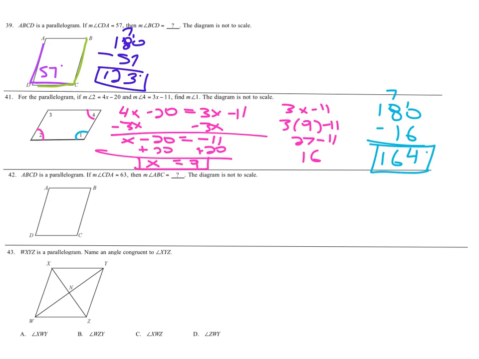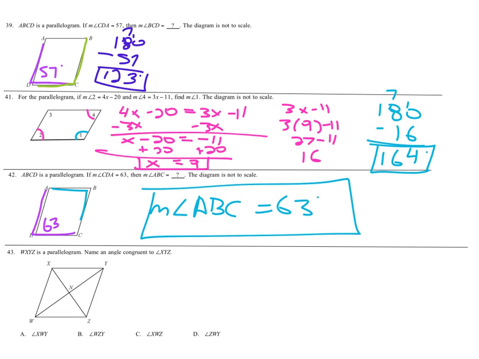ABCD is a parallelogram. If CDA, C to D to A, measures 63, then what is ABC? ABC over here. Well, opposite angles are congruent. So the answer is the measure of angle ABC is 63 degrees.